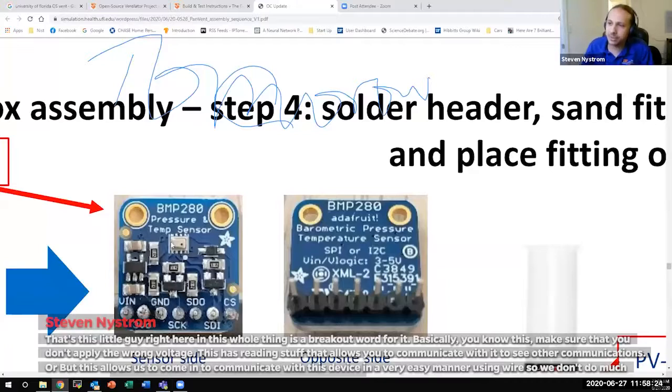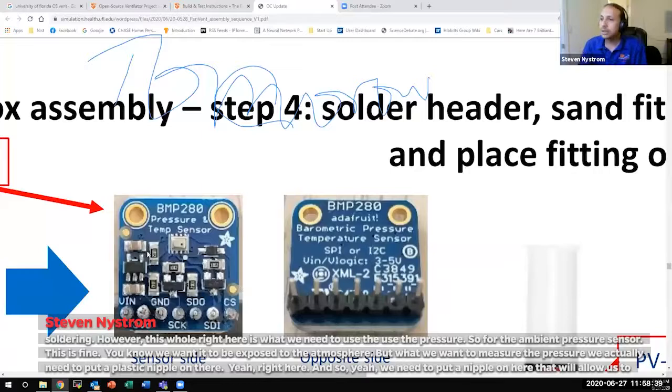Basically, this makes sure that you don't apply the wrong voltage. This has reading stuff that allows you to communicate with I2C, or there are other communications, but this allows us to communicate with this device in a very easy manner using wires, so we don't have to do much soldering. However, this hole right here is what we need to use the pressure. So for the ambient pressure sensor, this is fine. We want it to be exposed to the atmosphere.